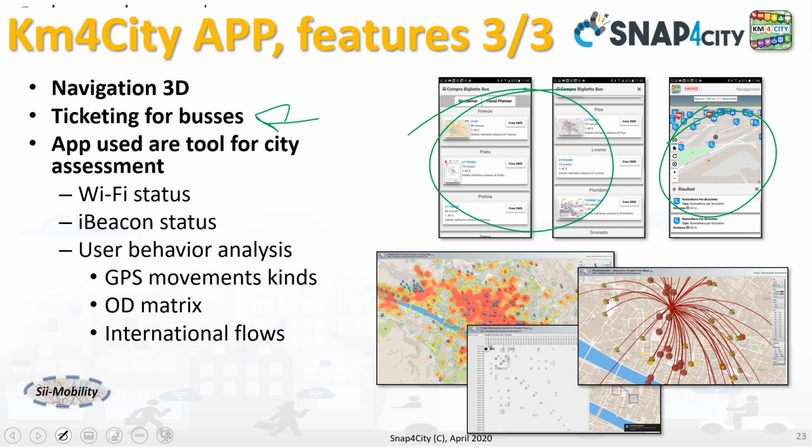From the collection of the data, the app can analyze for you the Wi-Fi status in the area, but also the beacon or Bluetooth status. This status can be sent to the server, so you can use the app to monitor what is going on in your city.